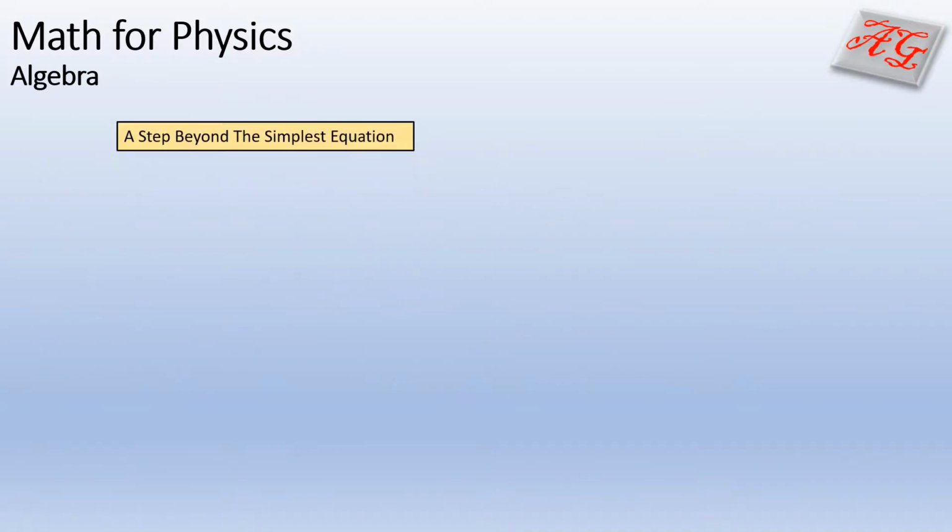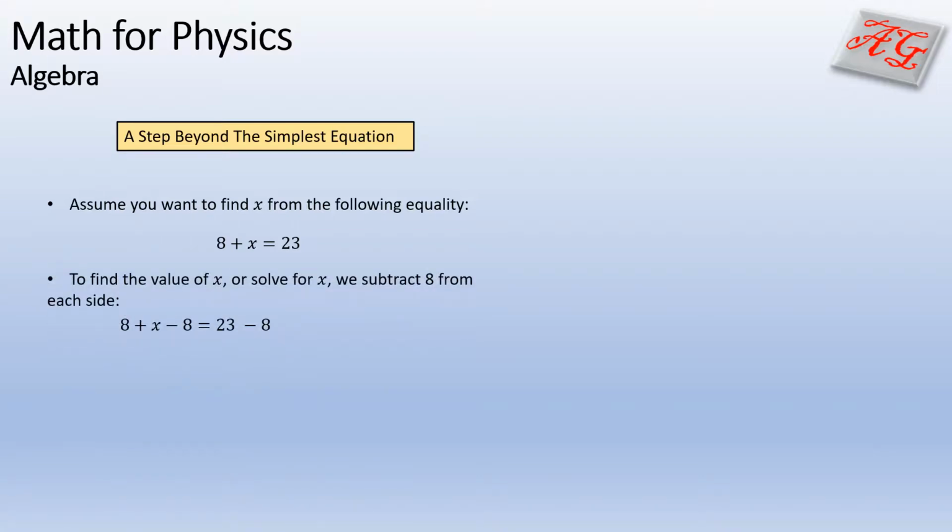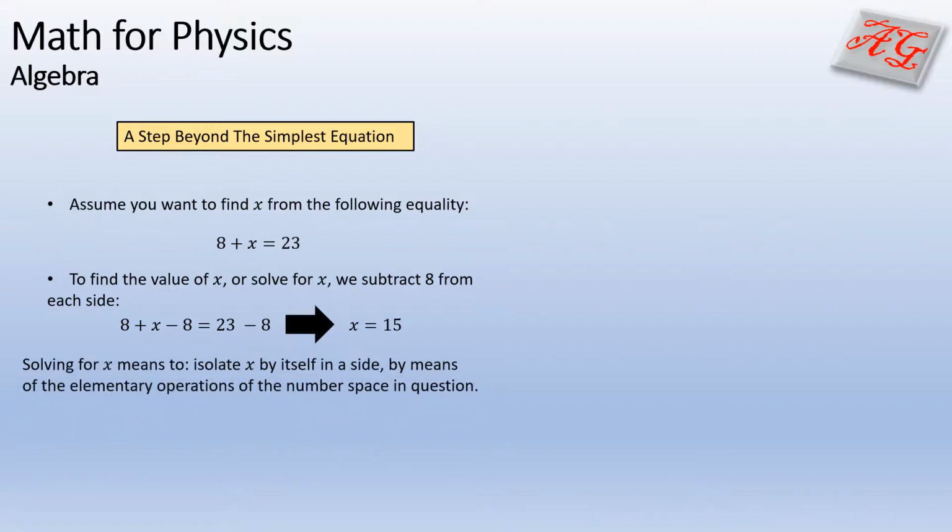So the previous equation is as simple as it can get in terms of solving for an unknown variable, and solving these simple equations is pretty straightforward. Another example, you have the equation 8 plus x equals 23, and you want to solve for x. You can simply subtract 8 from both sides to solve for x, concluding that x in this case is 15. So solving for x just means to isolate x in a side, either left or right, by means of the elementary operations of the number space in question. Just as a reminder, we are working in the number space of the real numbers.